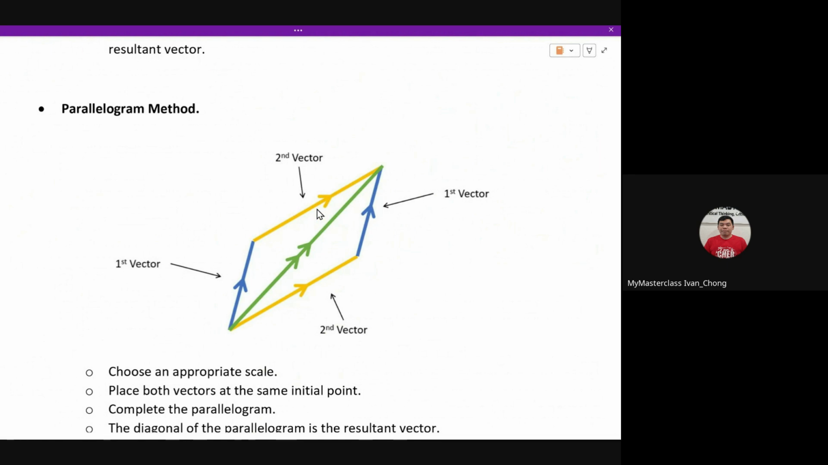Your parallelogram method is actually a much safer method to solve your questions. But because it has a few more steps, it's a little bit more troublesome. So number 1, number 2, you have your two vectors, right? And you notice they both start at the same point. If they both start at the same point, you will take two different paths.